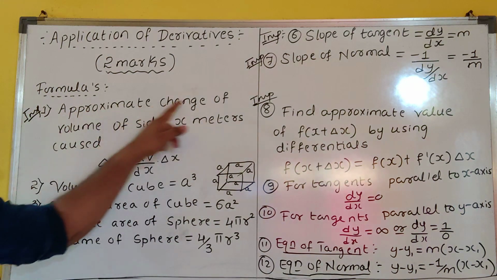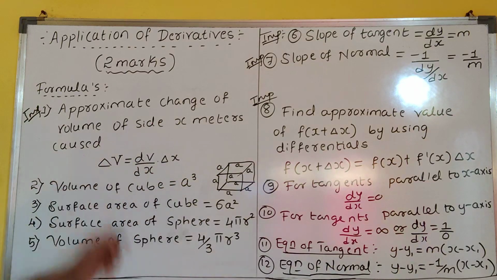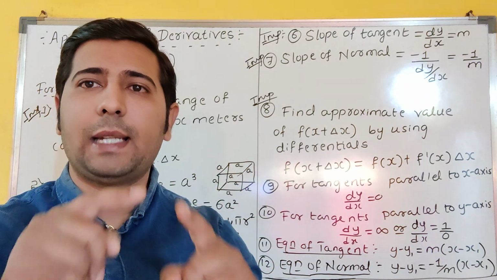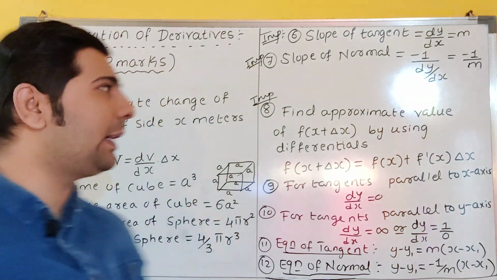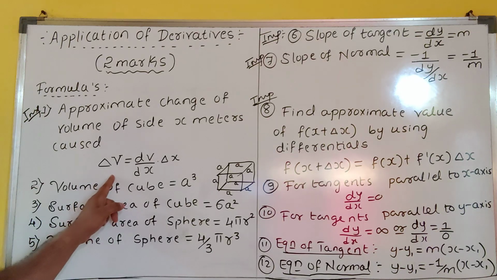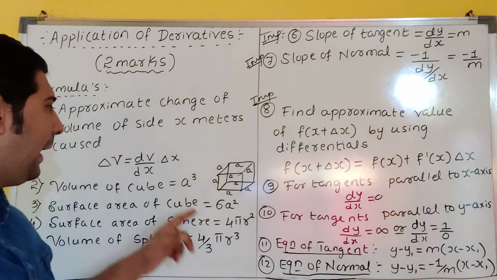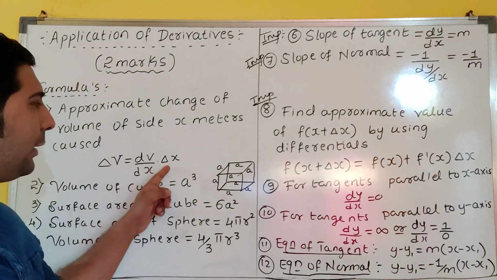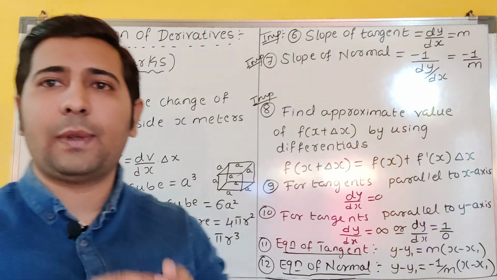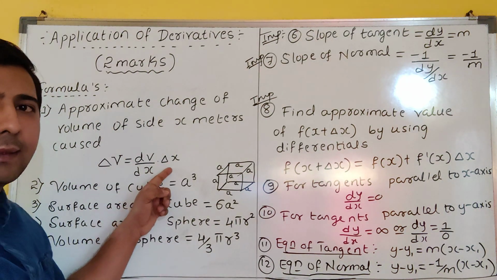So, approximate change of volume of a side x meters caused. Approximate change we will always denote by delta, dear students. So here, approximate change in volume, that's why we will write it as delta V. Caused by what? X meters. X meters means dV by dx into delta x. So here side is caused, that's why we are writing dV by dx into delta x.